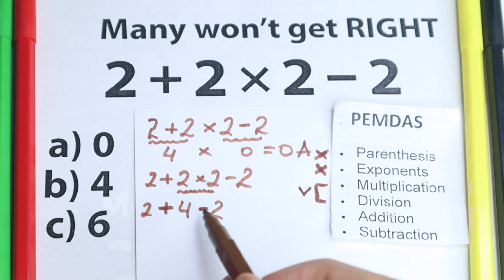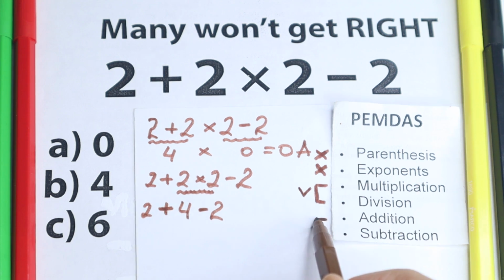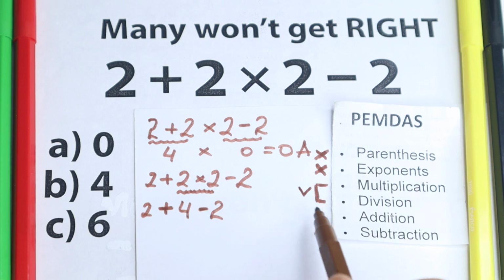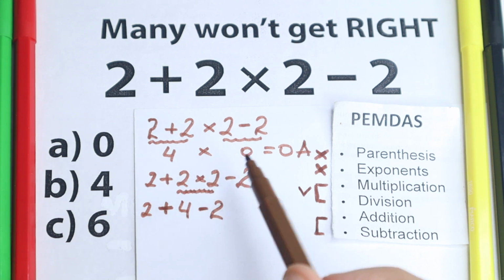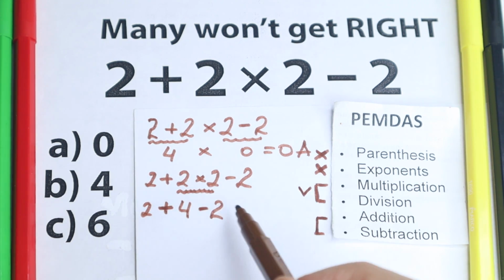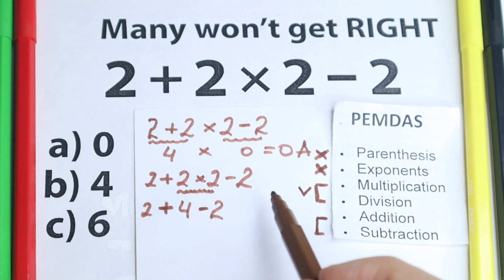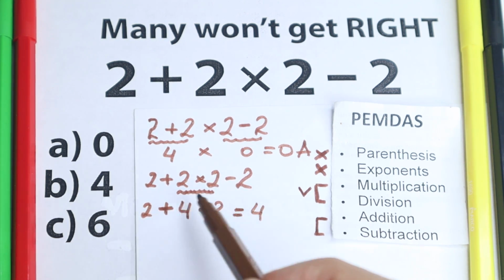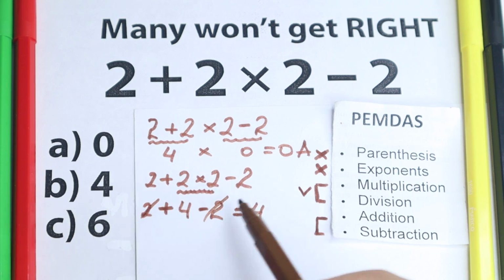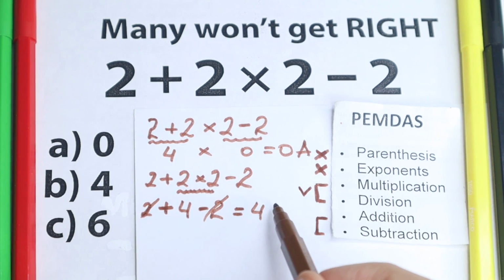The next step is addition and subtraction, our last step. This is a very easy explanation, because multiplication and division come before addition and subtraction. Every time you need to multiply or divide first. So the last step: 2 plus 4 is 6, and 6 minus 2 equals 4. We can also cancel the 2s if you know a little math tricks. So we have option B.